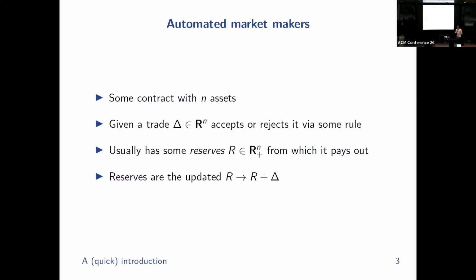If the trade is accepted, then all values get netted out. Everything I promised to tender to the contract gets added to the contract reserves, which are another non-negative n-vector, and everything that I propose to receive gets paid. And finally, as expected, the reserves, which are the values that this contract holds and from which it pays out, are updated in the standard way. Everything is just netted out.